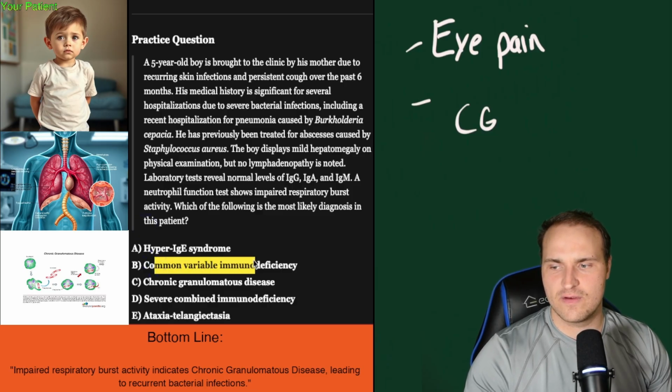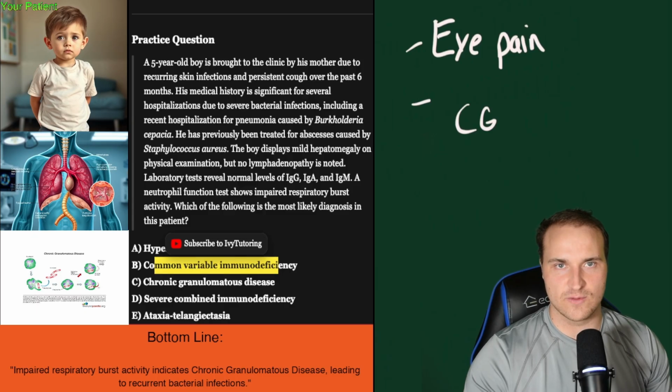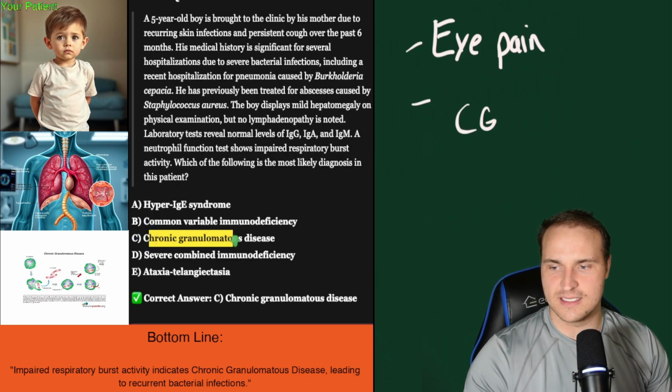All right, what about common variable immunodeficiency? Well, that's the low IgG and IgA and recurrent sinopulmonary infections. But this patient's immunoglobulin levels are normal, and that's the reason why it's not common variable. The answer is indeed C.